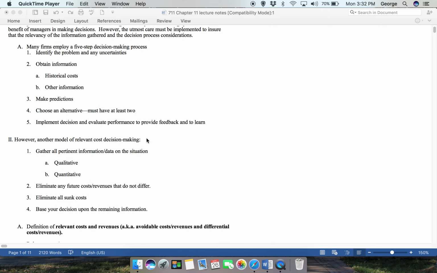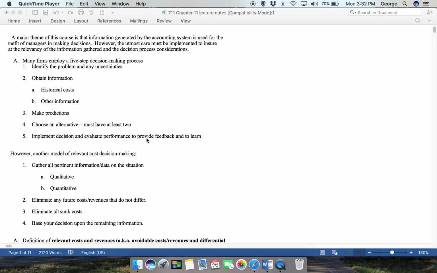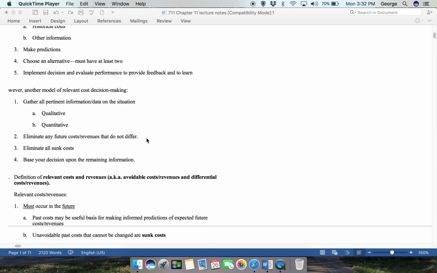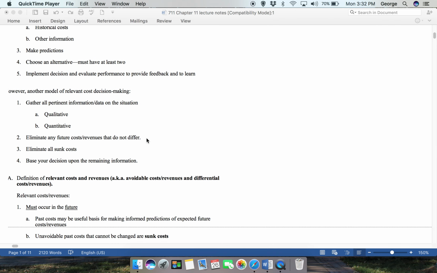So decision making is really important for organizations, and management accounting is an integral part of decision making. Many firms have a 5-step decision making process: identify the problem, obtain information, make predictions, choose alternatives, and implement the decision. Relevant costing is similar to this, except we really focus. We still have a problem that we have to identify, but the information is going to be related to relevant costs. So we gain all pertinent information, qualitative and quantitative, and then we basically focus on relevant costs and make the decision based on relevant costs, which is steps 2, 3, and 4.